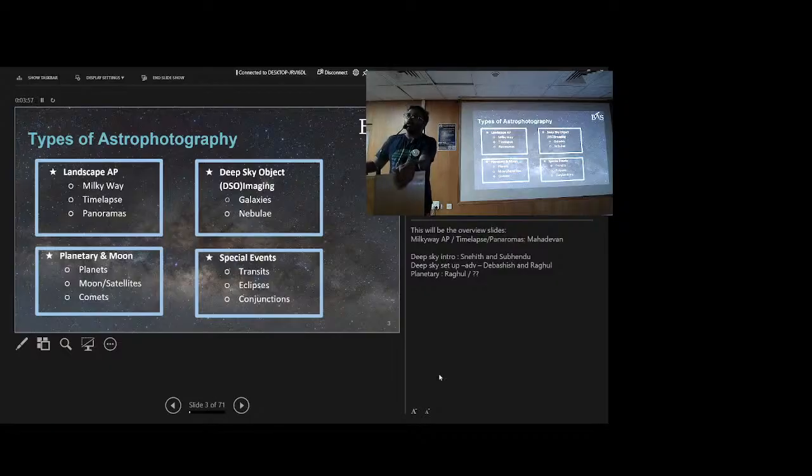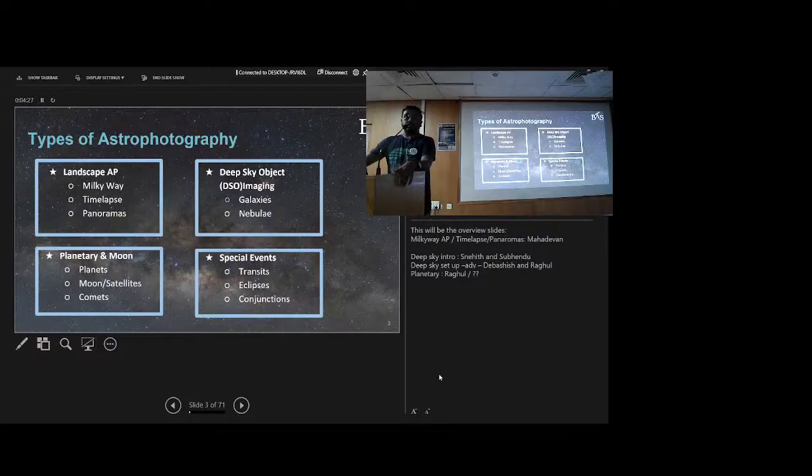Next is the planetary and moon photography. Of course, these are also celestial bodies like the other objects in the sky, but we keep it special because the techniques that we use for planetary and moon is different from the other types of astrophotography. Basically, planetary meaning all planets, moons meaning our moon and the other moons, satellites, and of course comets. Occasionally, they visit us, and that time every astrophotographer jumps in to do the imaging.